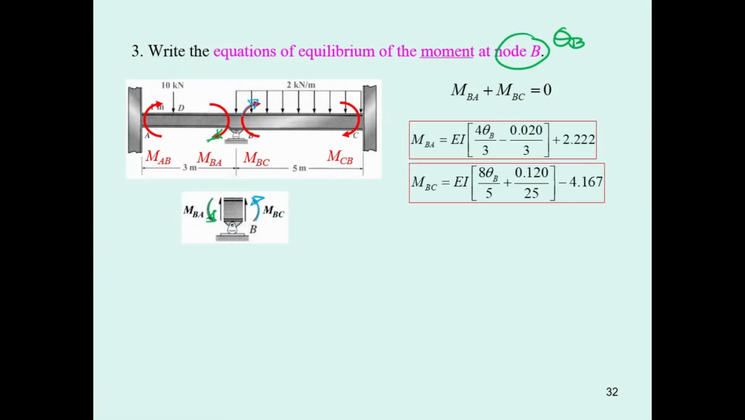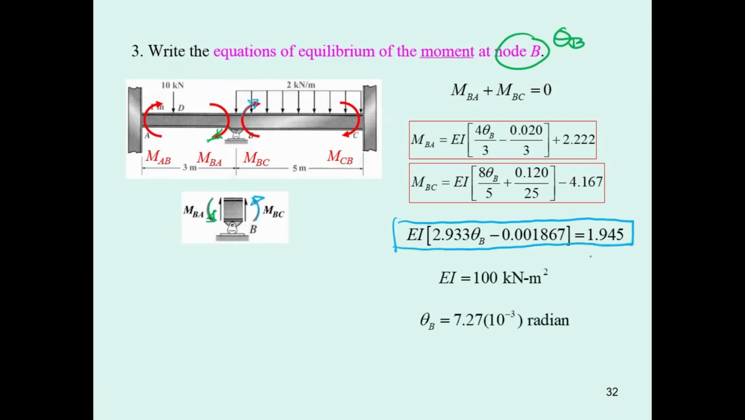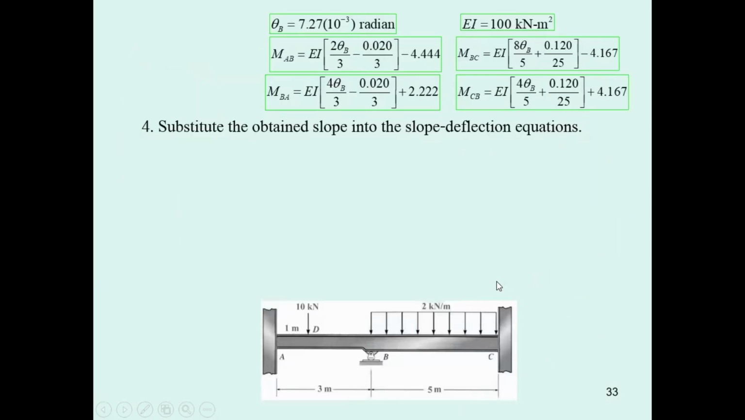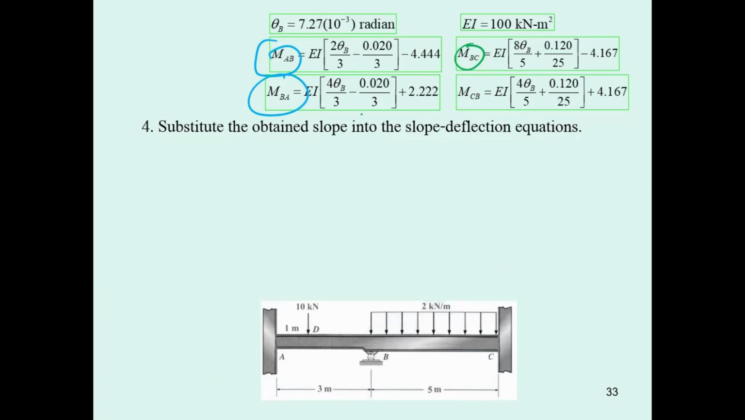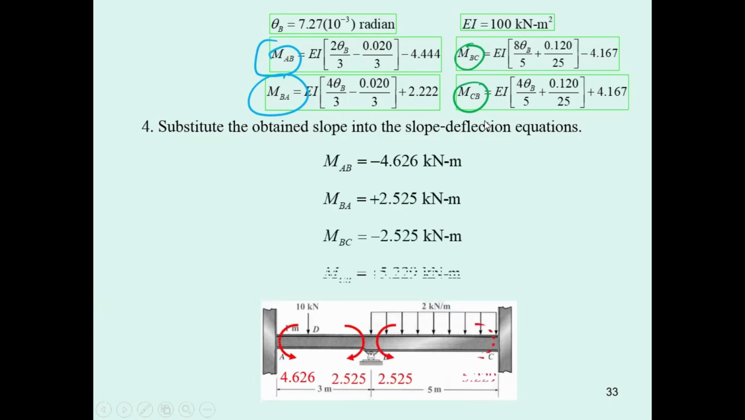Take it together, combine them. Okay, combine them. You will get this equation, and then you will determine theta sub B easily. You get this one. Since this one is positive, it's going to be clockwise rotation. Okay, clockwise rotation. Then plug it back into these 4 end moments, AB, BA, BC, and CB. Then you have the result.